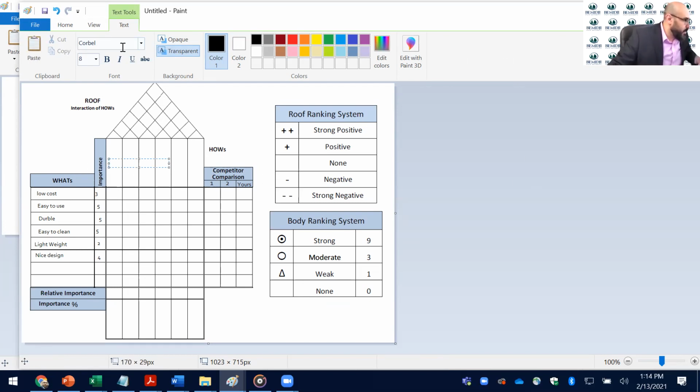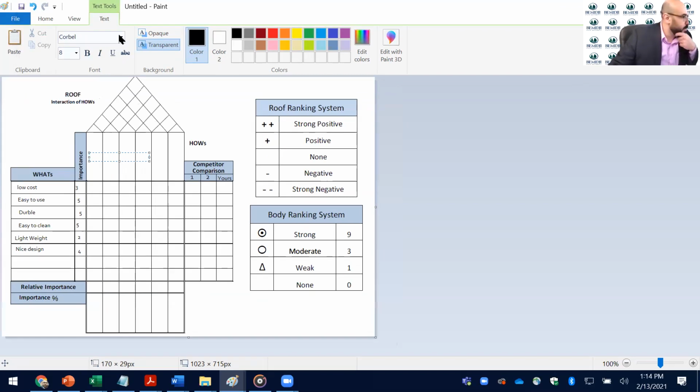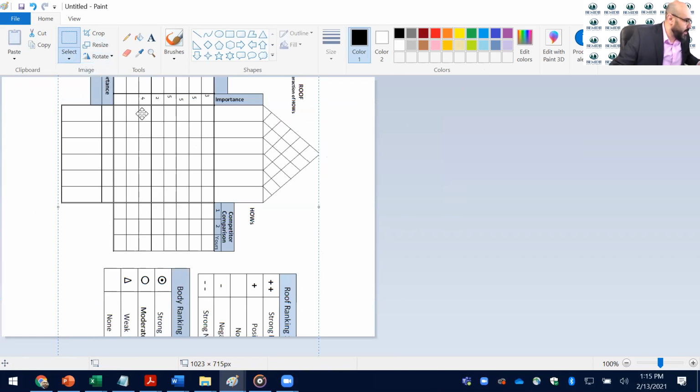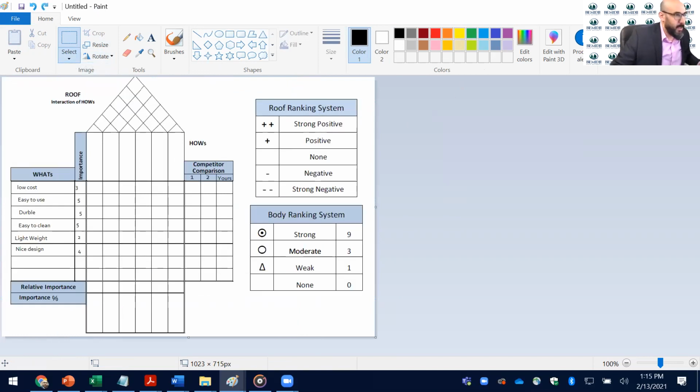All right, it's not going to work. So what I'm going to do here is rotate it so I can write on it. Let me figure it out and we'll come back to you guys.